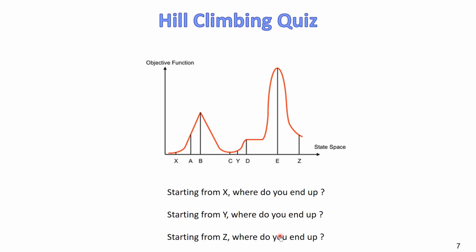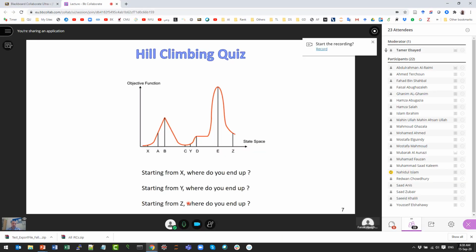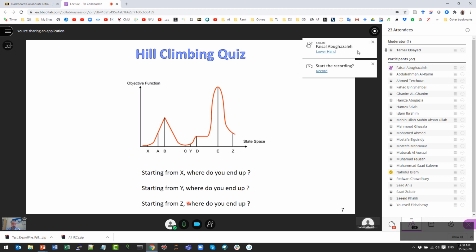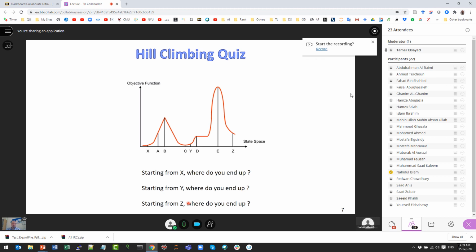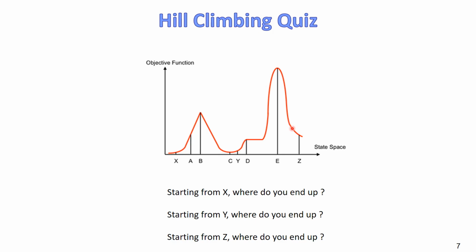Now, what if we started from z? Anyone other than Faisal? Yes, in this case it will be just by chance. It will go to the global maximum E. It will not go in that direction because that's a lower value. It will always get a higher value and move, and will keep going until we reach E here.